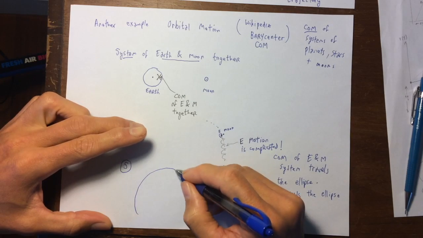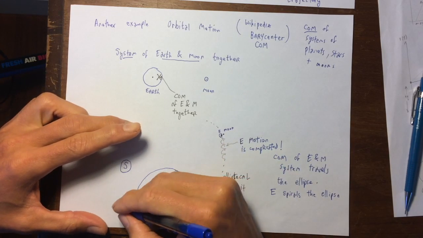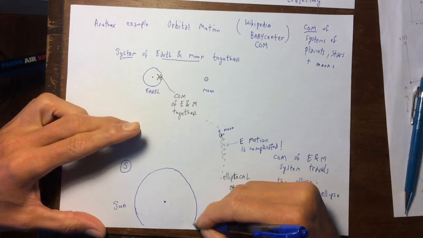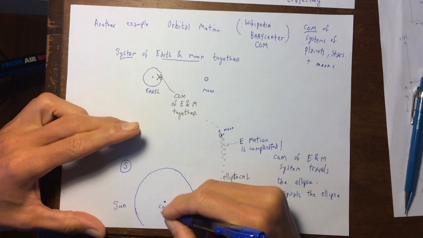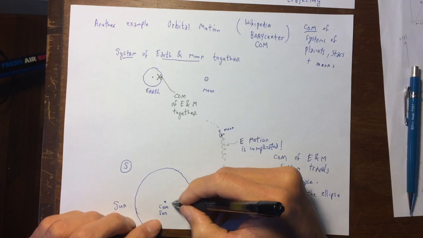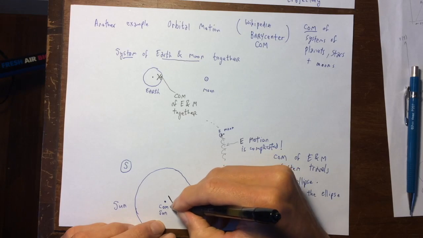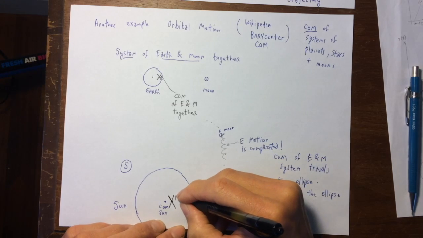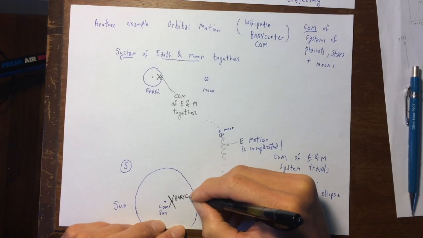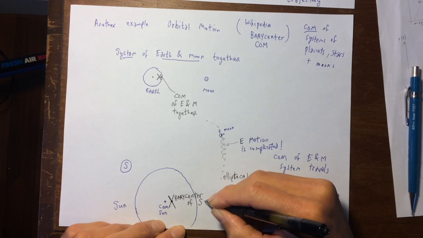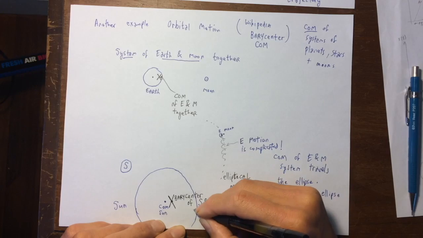Here is, let's blow up the sun. I mean, we're not going to explode the sun. But this right here is the center of mass of the sun. And then just a little bit over, right here, is the barycenter of the Sun and Earth system.